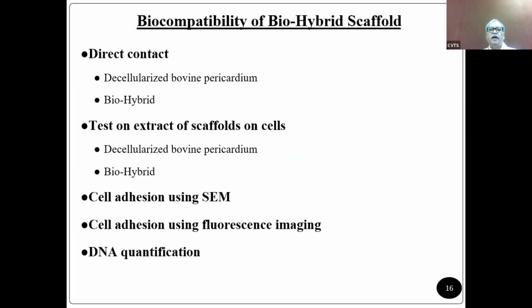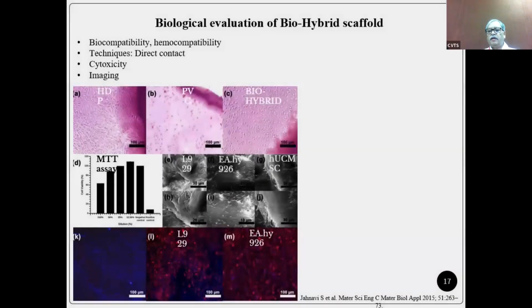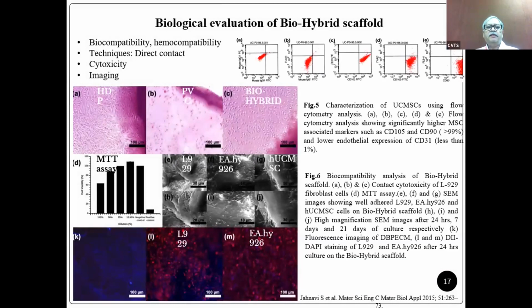So here is a direct contact assay, and then test on extract of the scaffold on the cells. We take this tissue and see whether it is mixing with the cellular extract, whether it is destroying the other things. Then cell adhesion also we check, the cells are giving adhesion through ECM. This is electron microscopy and fluorescence imaging, and also DNA quantification. These are techniques we use for quantification. So here is basically all this characterization, done.